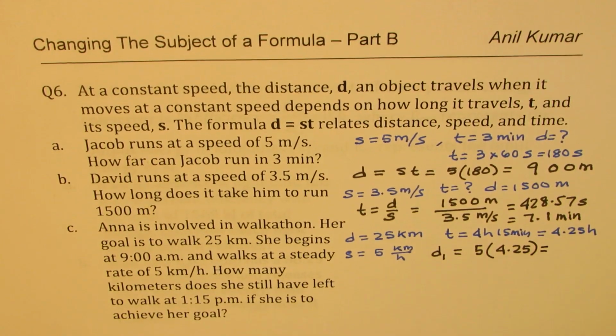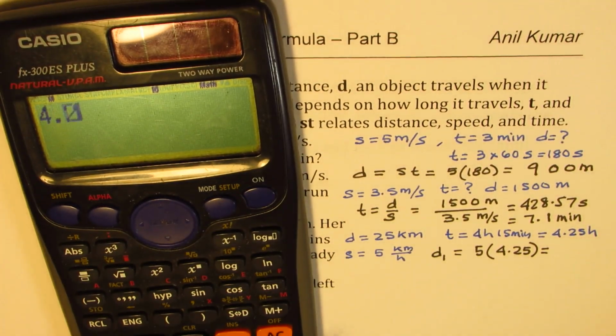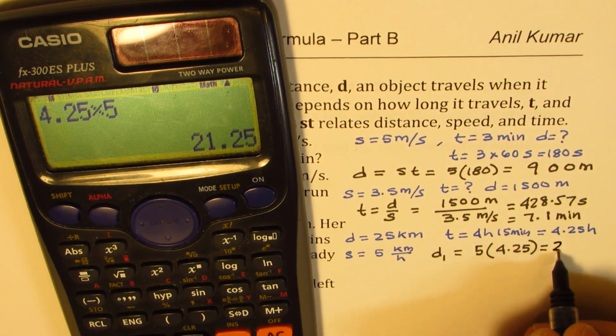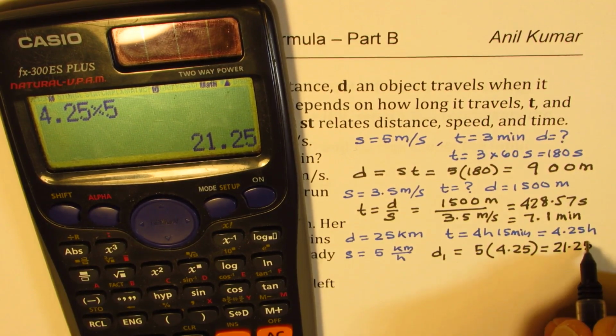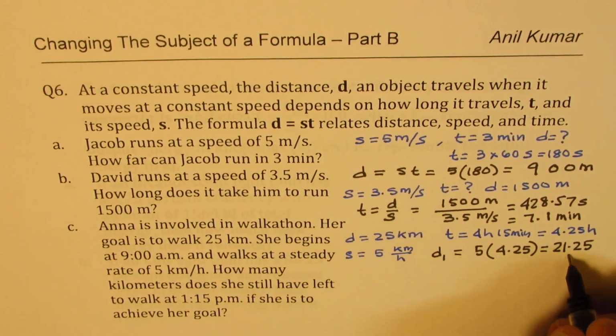Correct? And get this answer. Okay. So 4.25 times 5 is equal to, in decimals, 21.25. So she has already covered 21.25 kilometers.